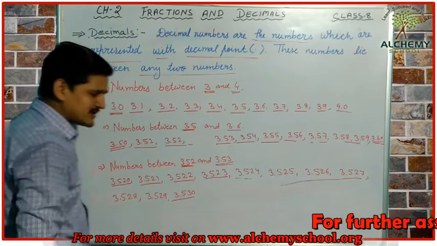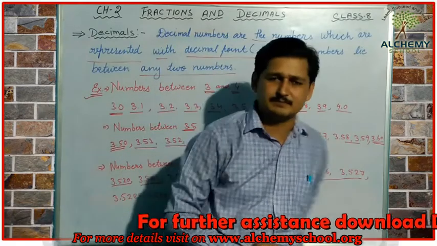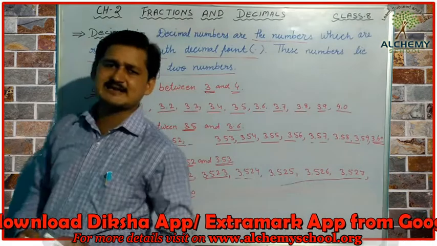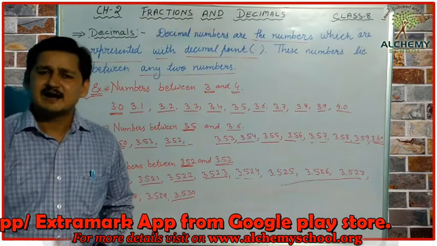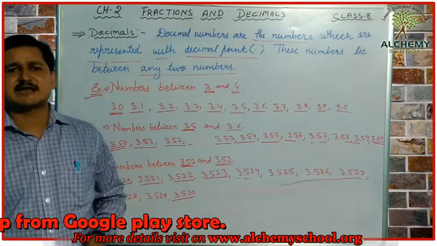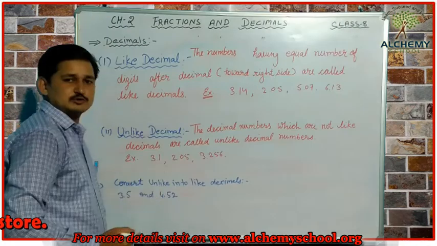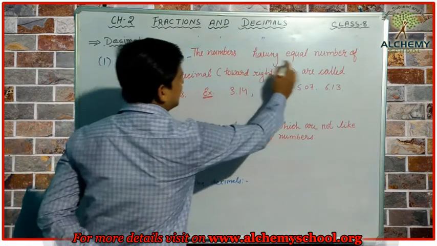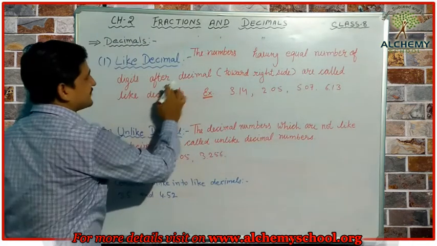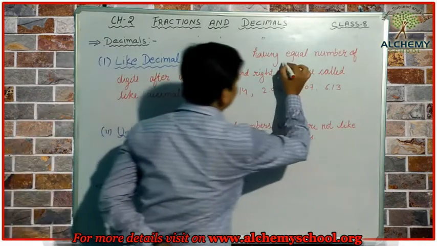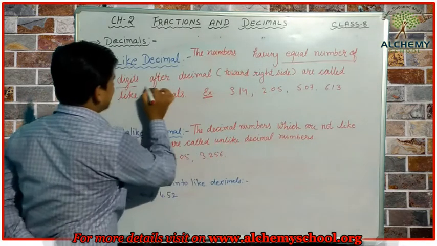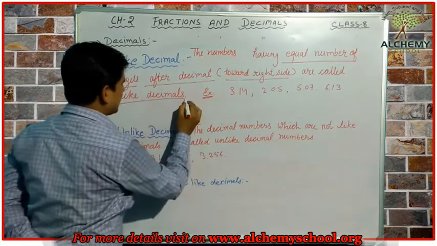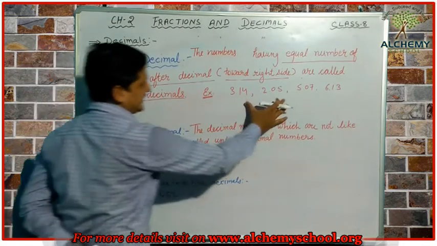Let's try to understand what are the different types of decimal numbers. There are two different types of decimal numbers. One is like decimal and the second is unlike decimal. First we will try to understand what are like decimals. Like decimals are the numbers having an equal number of digits after the decimal point, toward the right side. We can understand it clearly when we observe the example.